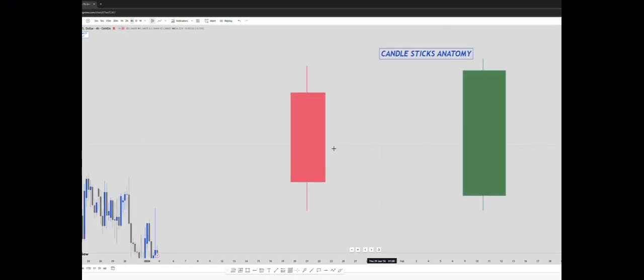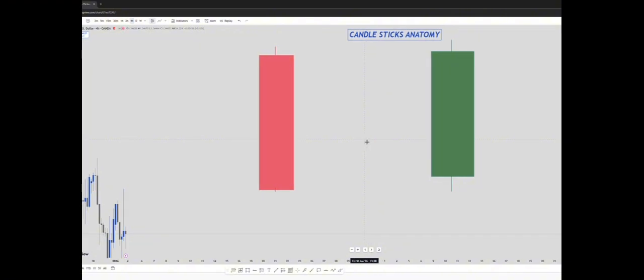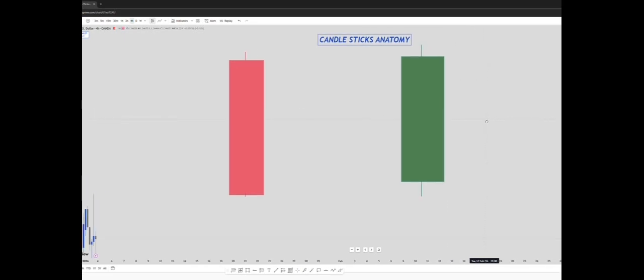If it's a bearish candle and the body is big, it tells you that the sellers are dominating in the market. So that is the body of the candlestick. It tells us the type of momentum there is in the market. Is it a bullish momentum or is it a bearish momentum?